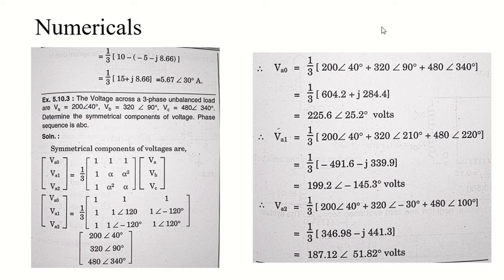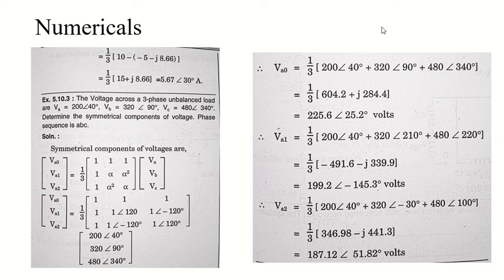So when you do the matrix multiplication, what will you find? You will find VA0 will be equal to 240 angle 40 plus 320 angle 90 plus 480 angle 340. When you add all those values, because the angles are different, you have to convert this polar form into rectangular form, and then add it. When you do it, you will find your answer will be 1/3 of (604.2 plus j284.4). When you convert it into polar form, you will find your voltage will be 225.6 volts at 25.2 degree angle.